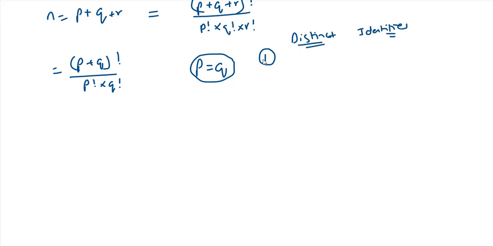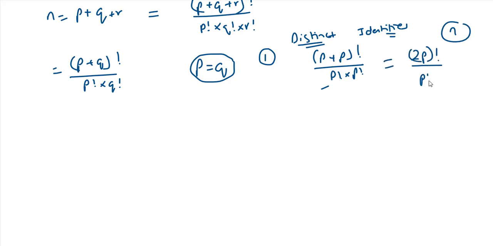That means both these groups will be distinct. So in this case, the total number of ways in which the group of n people can be divided into two groups P and Q, such that the sizes of both the groups are equal and both the groups have distinct identities, will be equal to (P+P)!/(P!·P!), replacing Q with P. This can be written as (2P)! divided by (P!)².